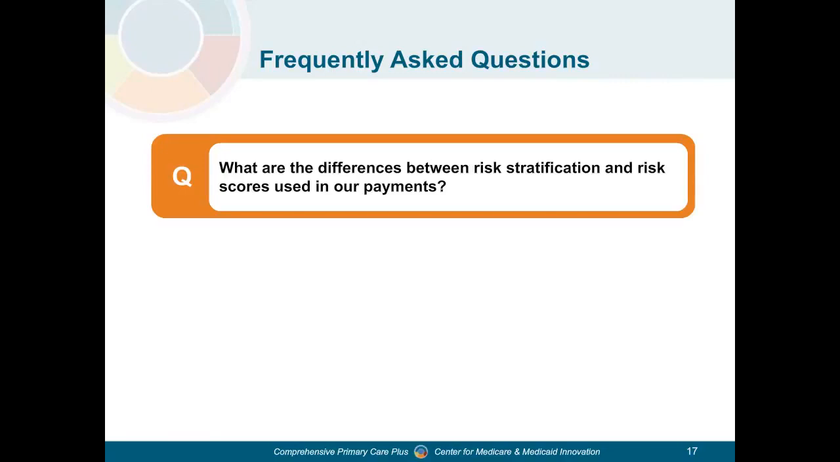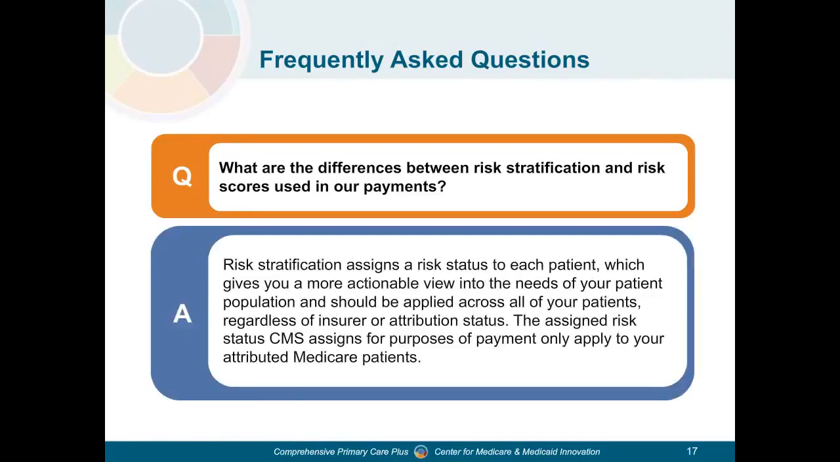As we talked about, risk stratification is a dynamic process that includes your entire population of patients, regardless of their payer or their insurance status. That process helps you to provide targeted care to your patients, whether it be intensive care management for your high-risk patients or meeting the preventative needs for your low-risk patients. The score that you assign may differ from the risk score CMS assigns for the purposes of payments, and that score is used to determine the payments for your attributed Medicare patients only. I'll leave the answer up there for a moment for you.